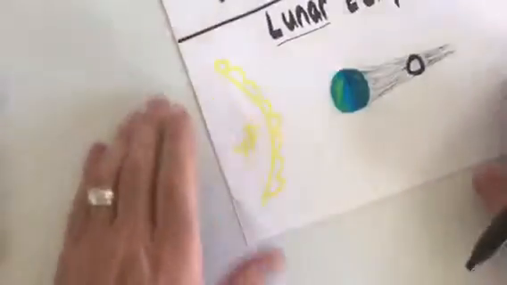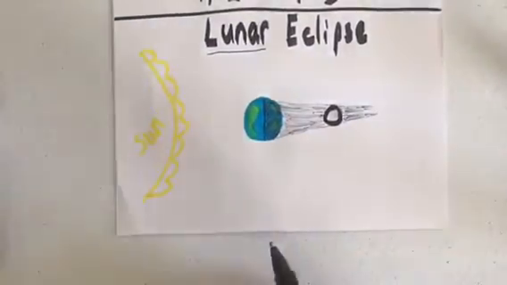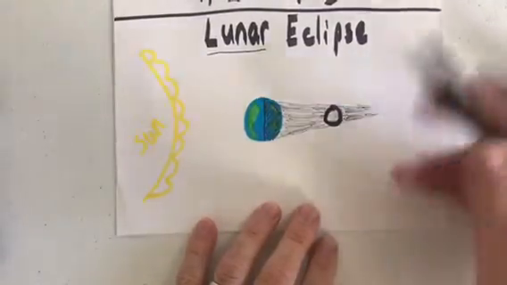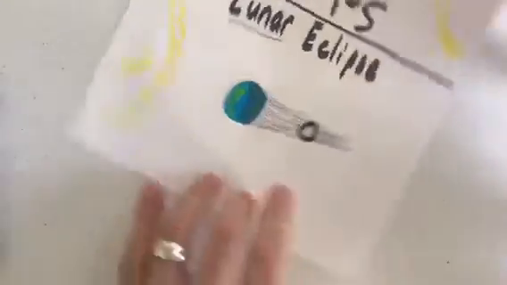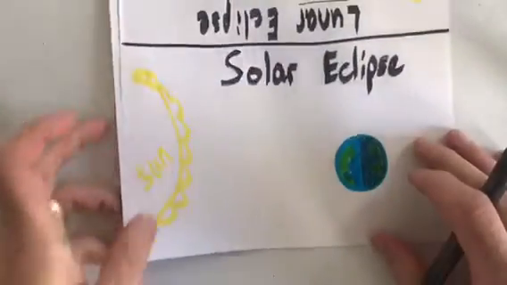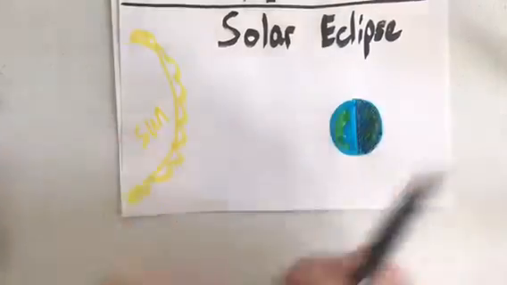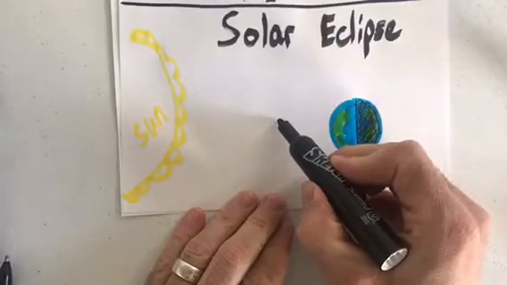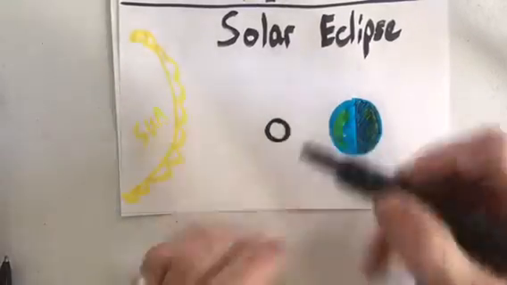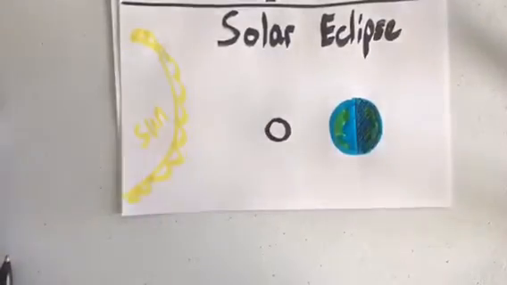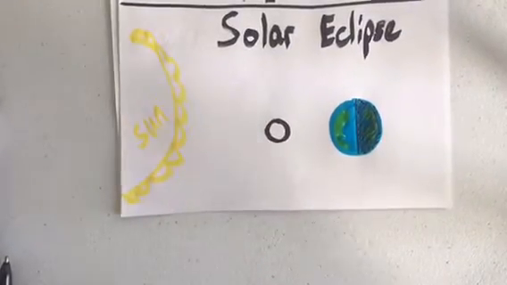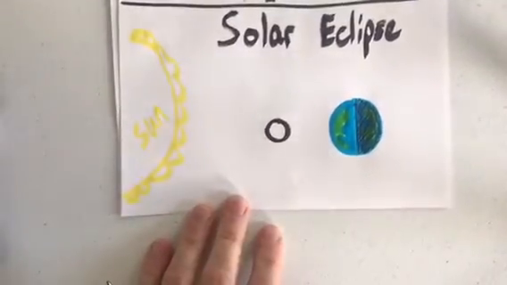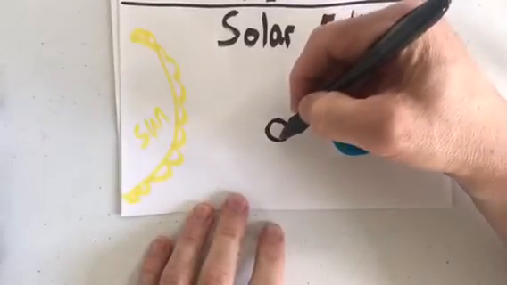If you look back at the lunar eclipse, when would you see a lunar eclipse? You would see it during the night and during a full moon. Back here though, with the solar eclipse, it's going to be a little bit different. We're going to need our moon, but this time the moon is between the sun and the Earth. When would we be seeing a solar eclipse then? During the daytime.